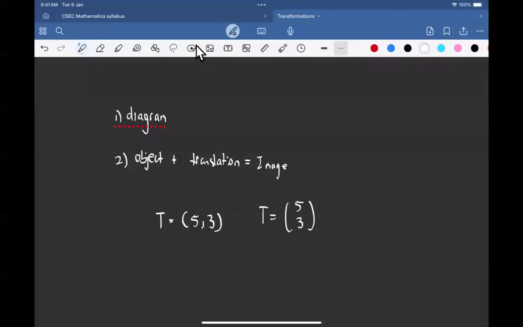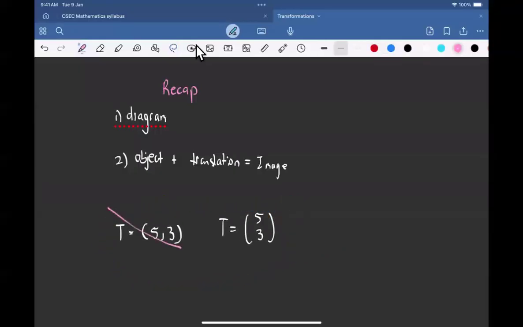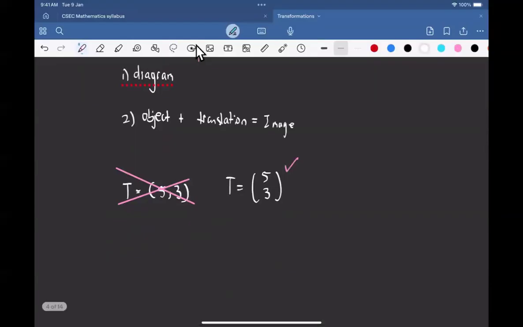Right, so when we write translations, you write it like this. This is just a recap. When you're writing a translation, you don't do this. This is a coordinate, not a translation. This is the proper way to write it. In the translation, the first value is the x value. The x value is a vertical or horizontal movement? How are you moving it?